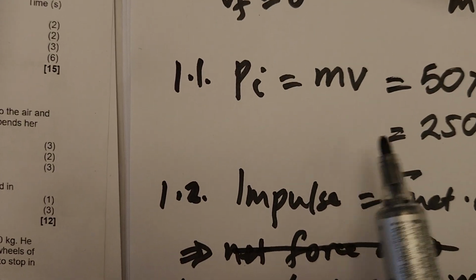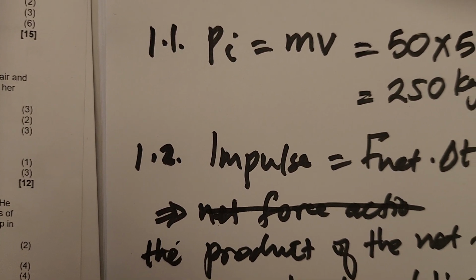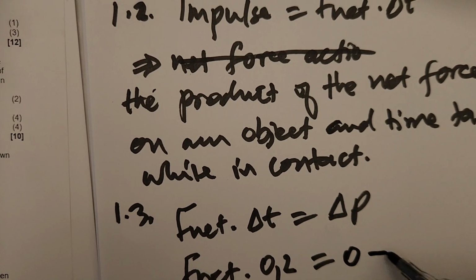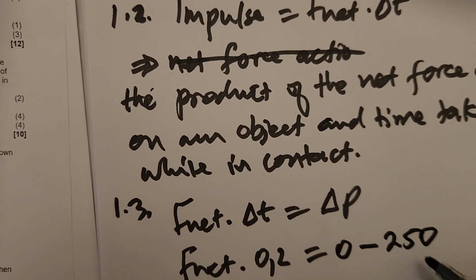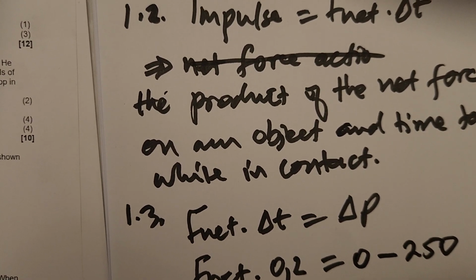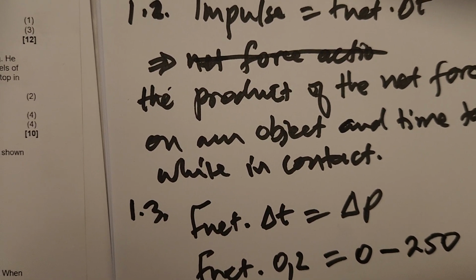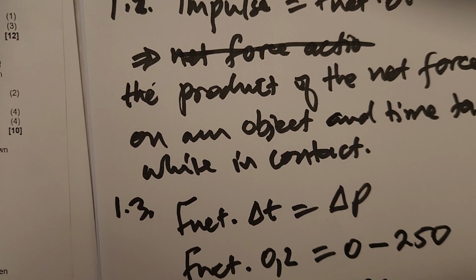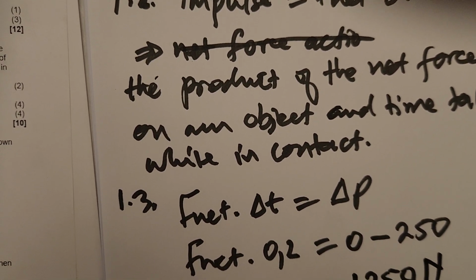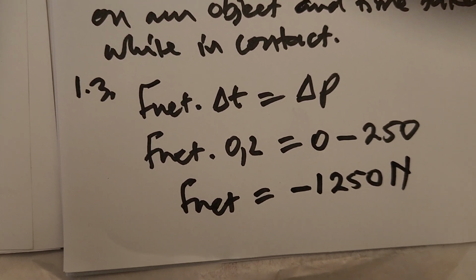This was the initial momentum. The final, because it comes to a stoppage, then the final momentum will be 0. And the initial is 250. Therefore, the answer now, the F net will be negative 1250 newtons. But now, because force is a vector, we cannot leave it with negative.